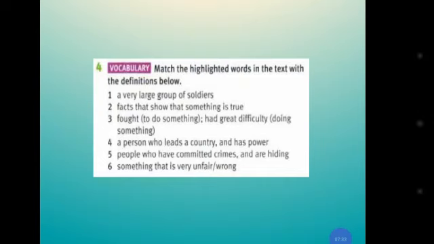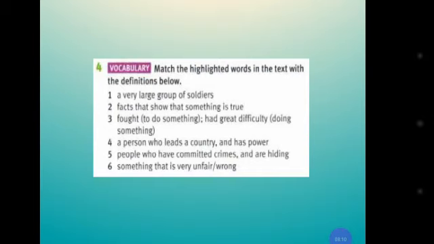Exercise 4. This is vocabulary. Match the highlighted words in the text with the definitions below. Look at the text again. Do you see highlighted words in the text? What color? Yes, you're right. The color is yellow. How many highlighted words can you see here? Let's count.